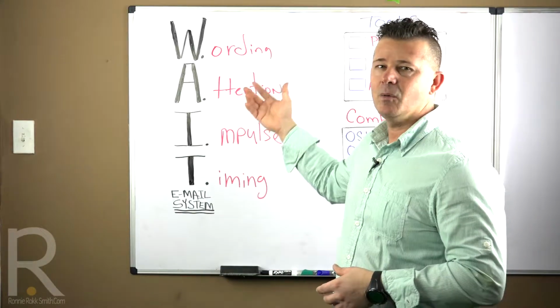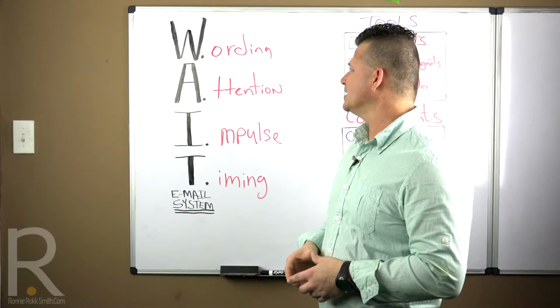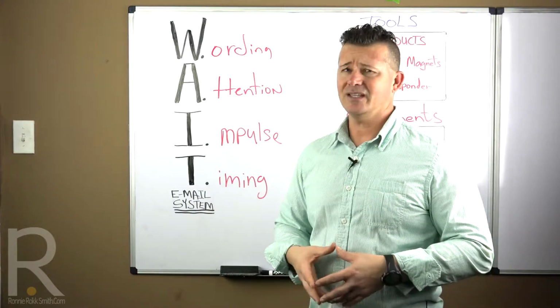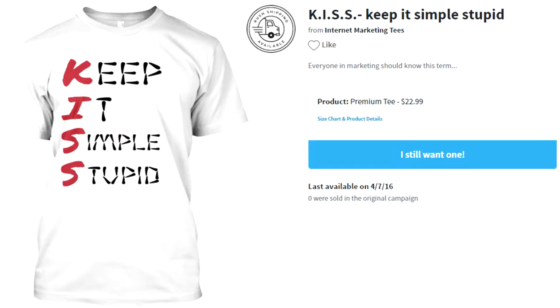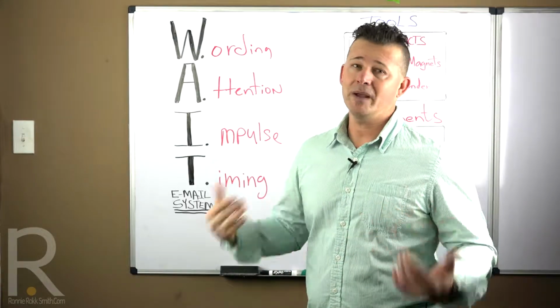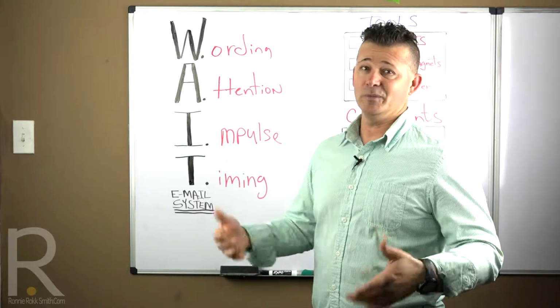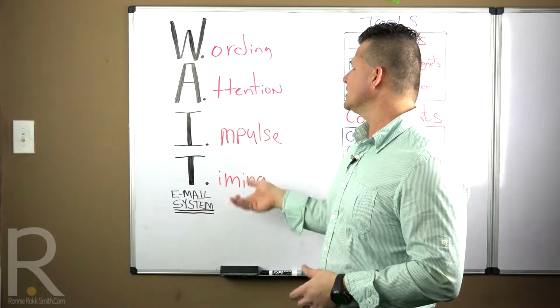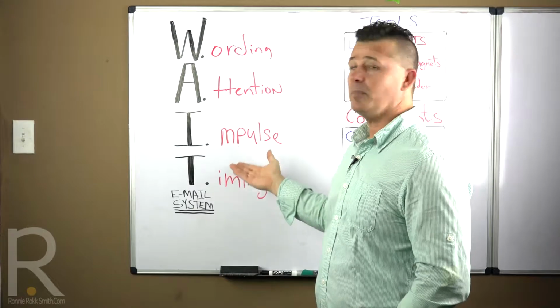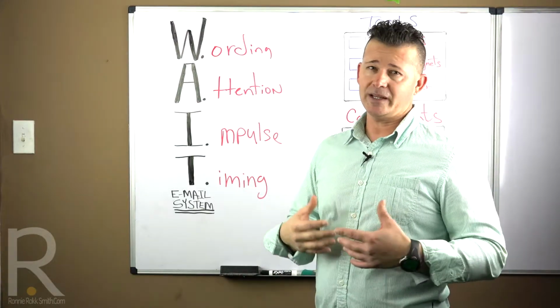My WAIT email marketing system that I developed and created is based upon something similar to the KISS metrics, which is a word that stands for something and helps you understand or remember it easily, right? So with KISS, of course, it's keep it simple, stupid, right? So in this case, it's wording, attention, impulse, and timing. And this is how you would use these in an email marketing campaign.